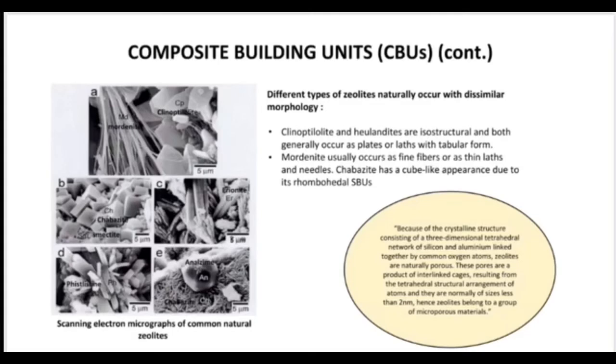So, to summarize the structure of zeolite, we can say that zeolites are naturally porous due to the crystalline structure consisting of a 3-dimensional tetrahedral network of silicon and aluminium linked together by common oxygen atoms. These pores are a product of interlinked cages resulting from the tetrahedral arrangement of atoms, and they are normally of sizes less than 2 nanometers. Hence, zeolite belongs to a group of microporous materials. That's all about the structure of zeolite.